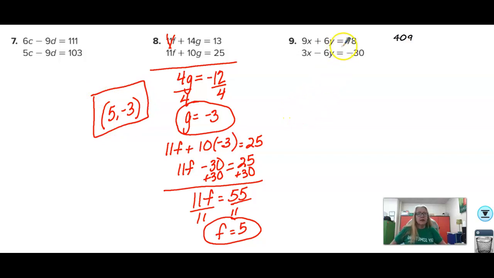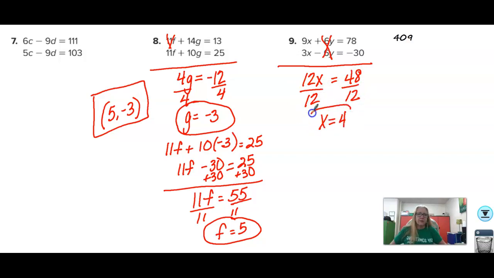So number 9 is the last one of these that I'm going to do, and then we'll go into the word problems. This one I don't have to change the signs because they're already different. So I'm just going to add these equations together. 9 plus 3 is 12x. These wipe out. And over here I have a positive 78 and a negative 30, which gives me a positive 48. Dividing both sides by 12, I find that x is equal to 4.